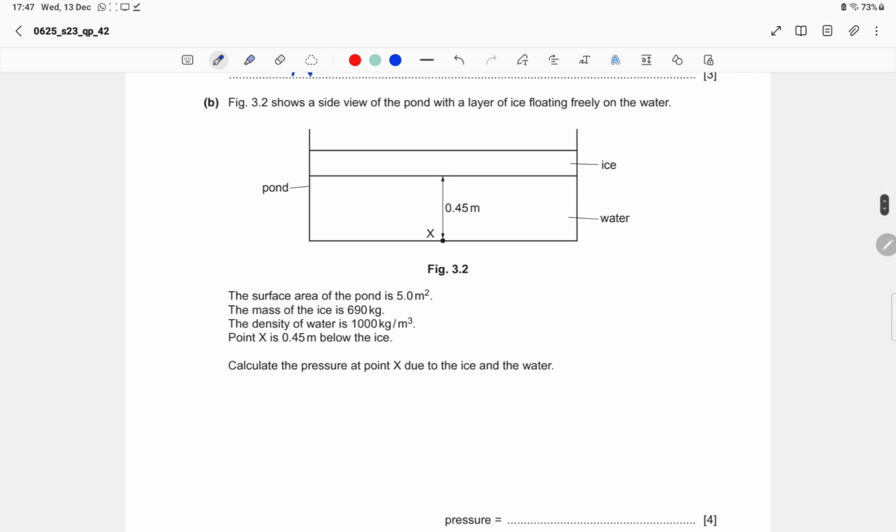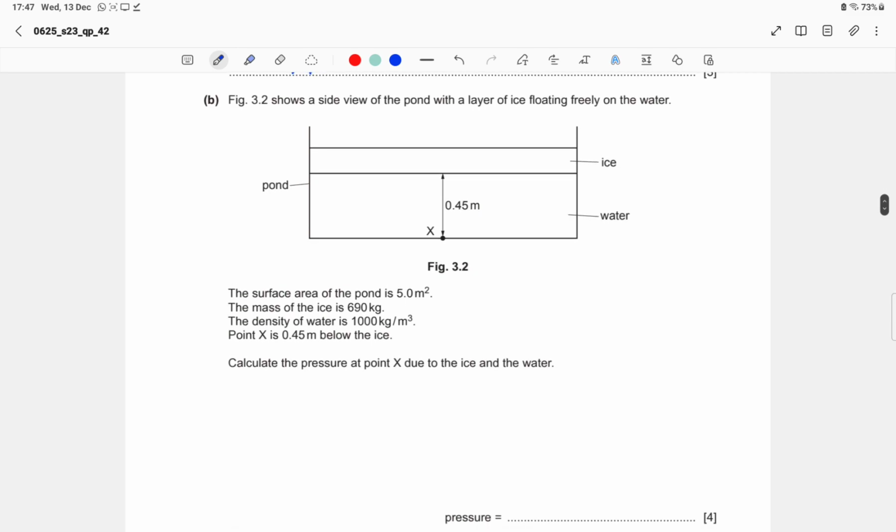Okay, figure 3.2 shows a side view of the pond with a layer of ice floating freely on the water. The surface area of the pond is this, the mass of the ice is this, the density. Calculate the pressure at point x.